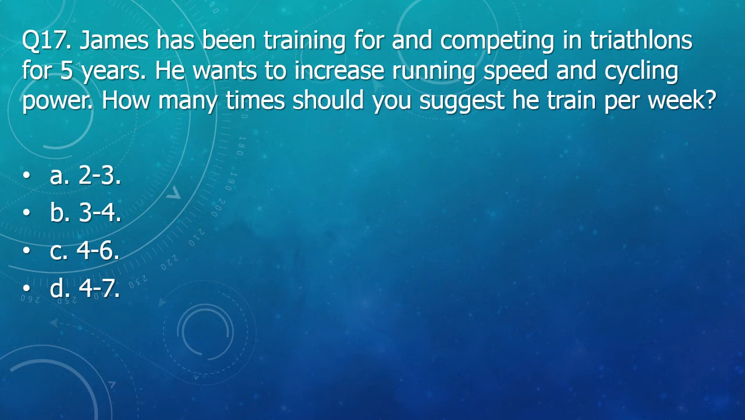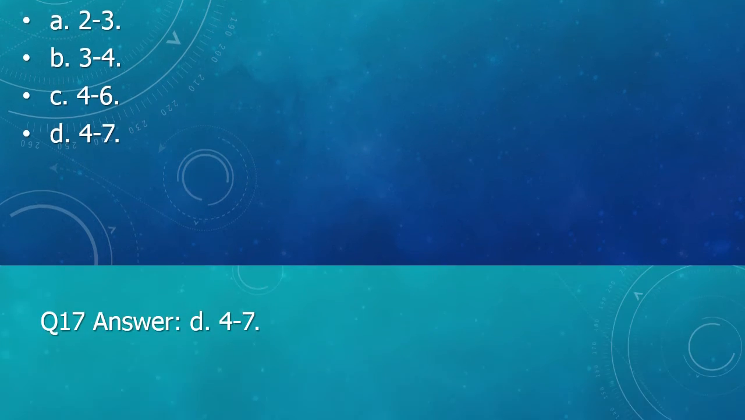Question 17. James has been training for and competing in triathlons for 5 years. He wants to increase running speed and cycling power. How many times should you suggest he train per week? A. 2-3. B. 3-4. C. 4-6. D. 4-7. Question 17 answer, D. 4-7.